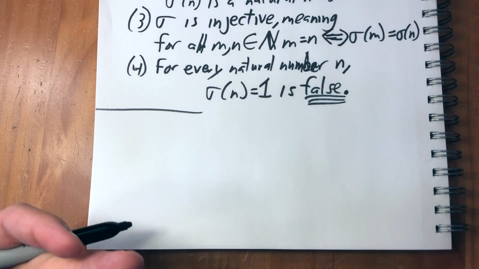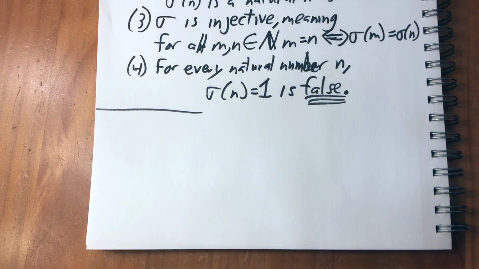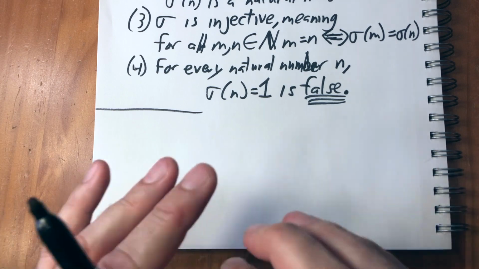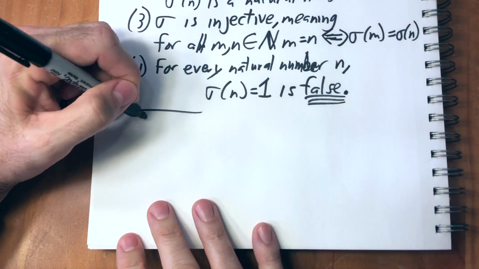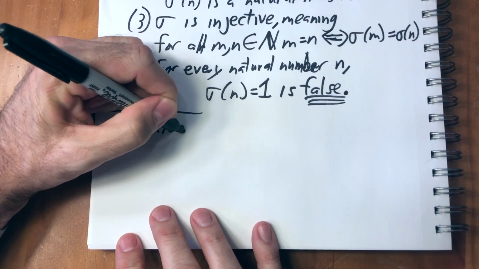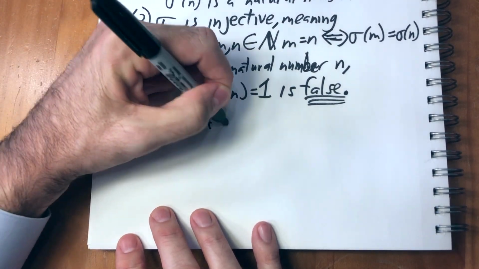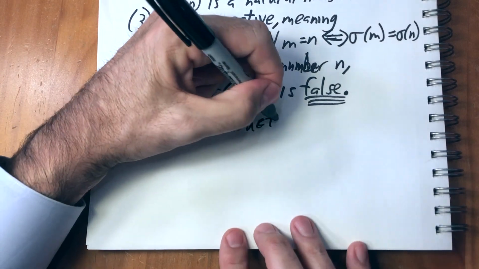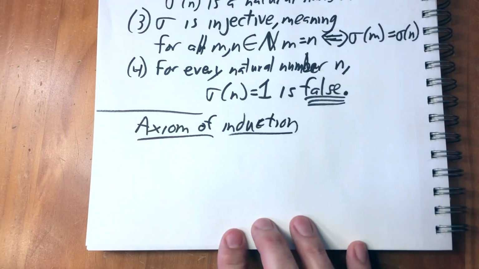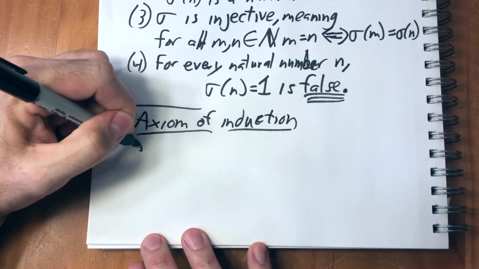So we need an additional axiom in order to finalize the structure of the natural numbers. This axiom is called, and I'll talk more about this in a second, the axiom of induction. So let me write it down and then we'll talk about it.